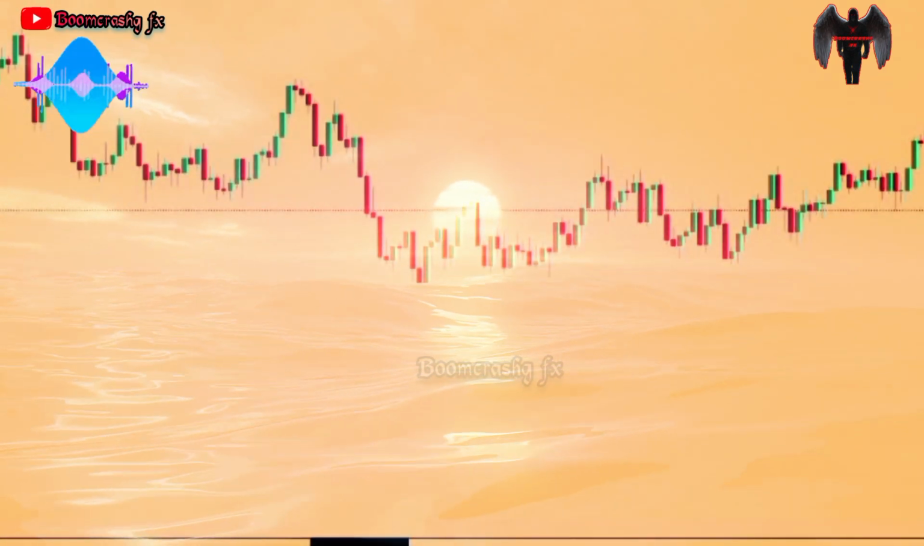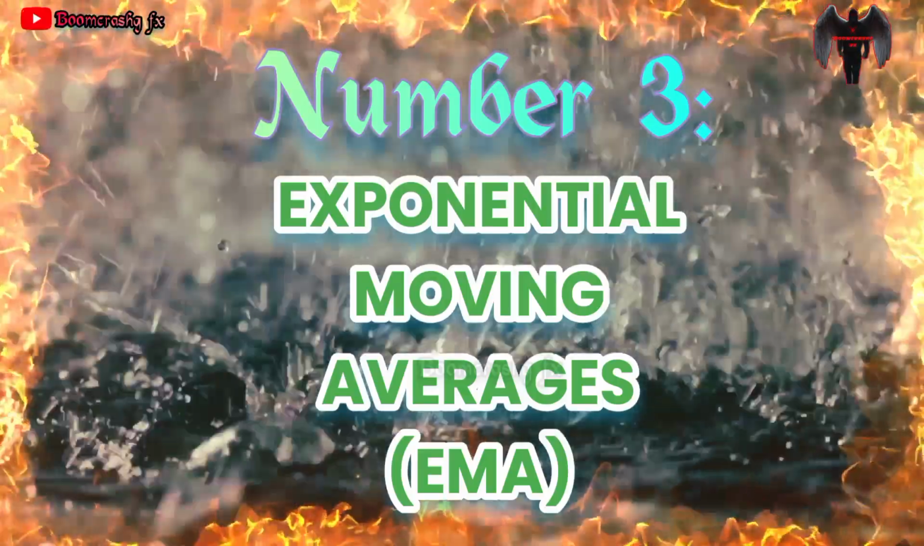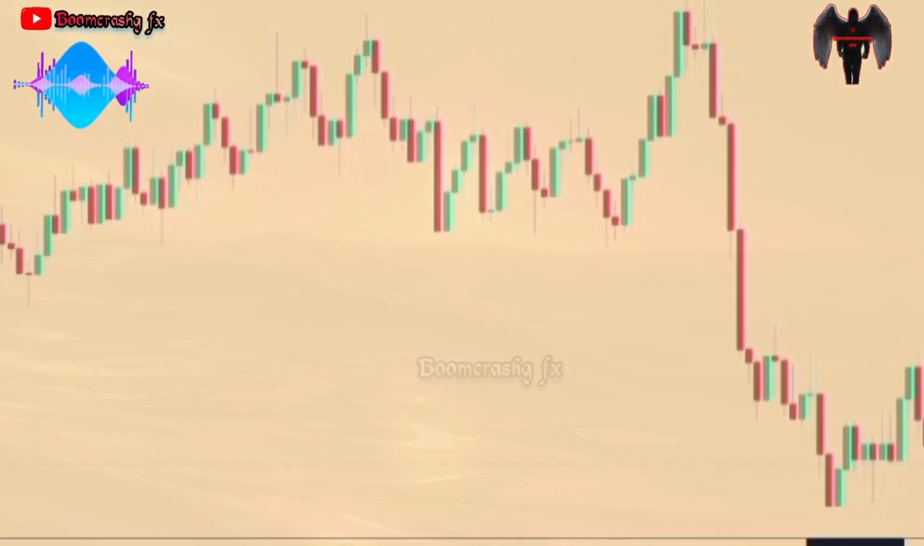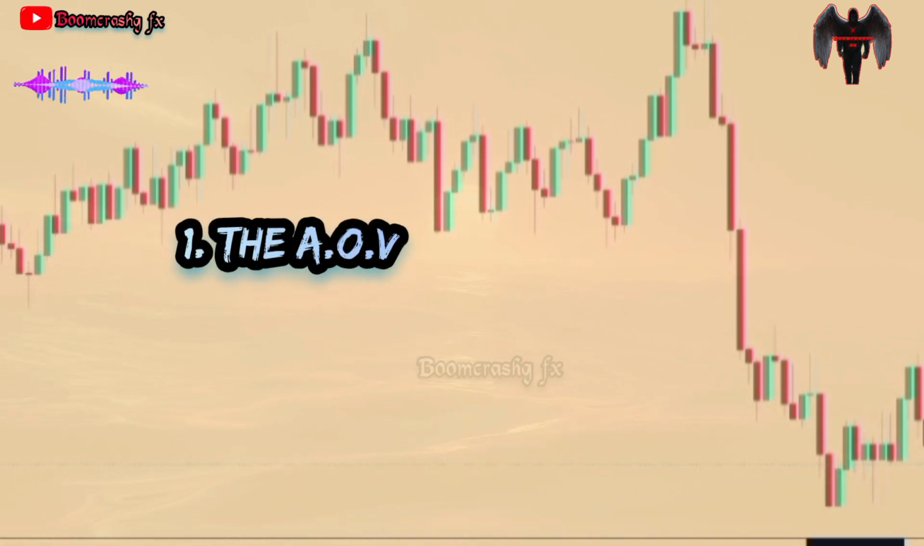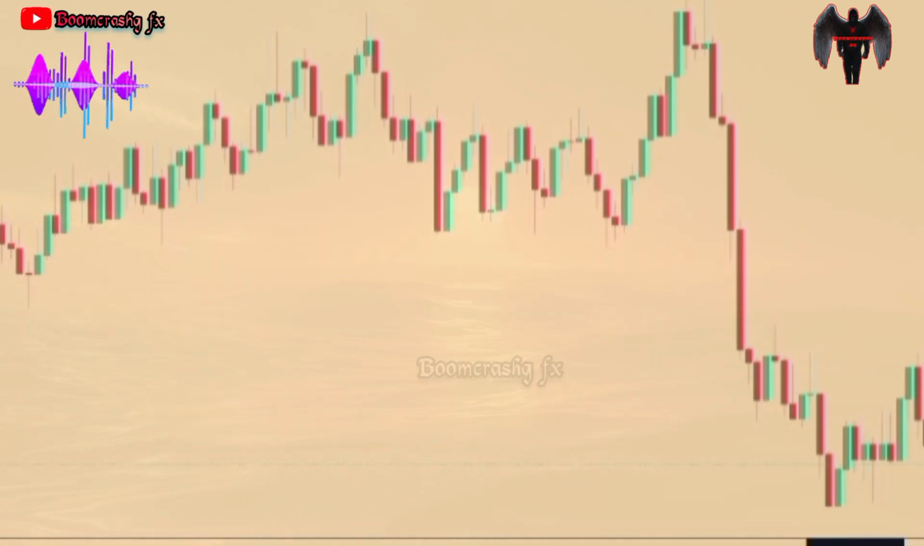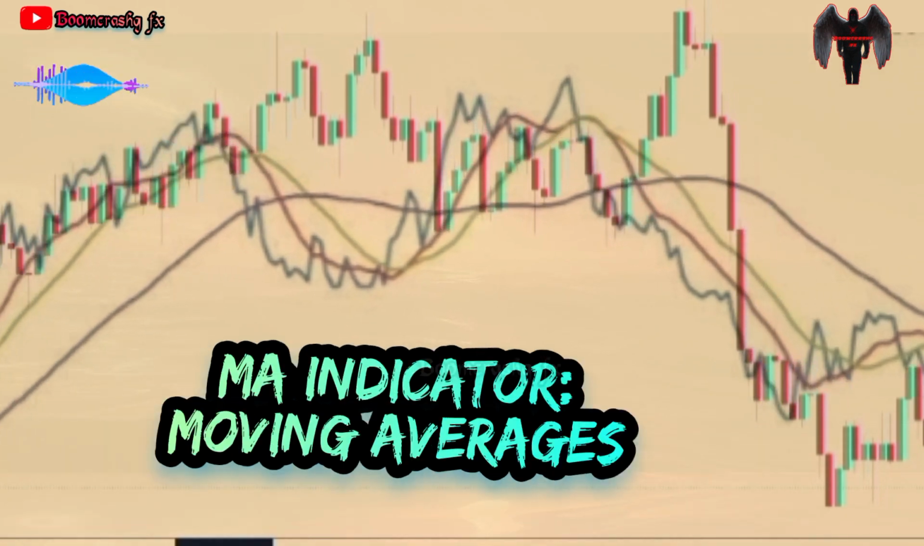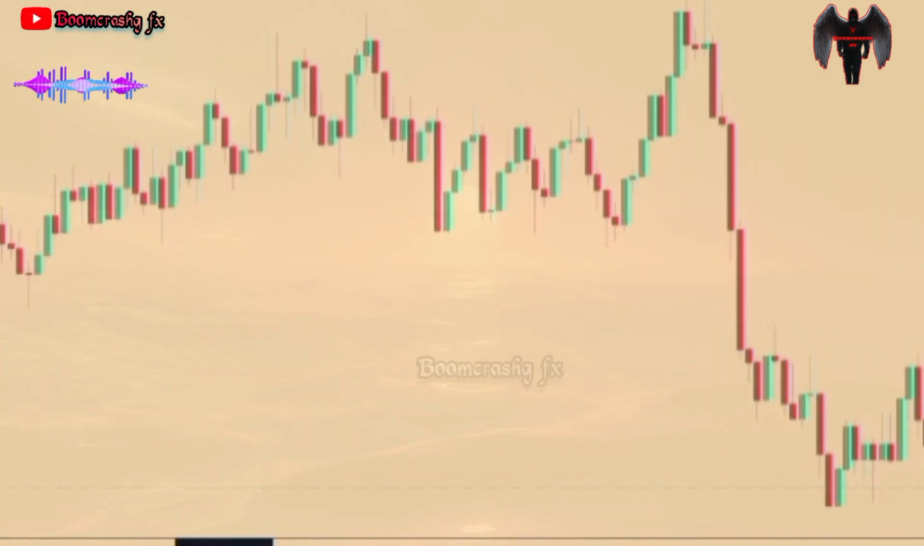So, going on to the next entry pattern. Recap on our 5 entry pattern list. Number 1, we have the AOV, which is the area of value, talking about our resistance and support. Second on our list is the pullback entry, and number 3 is the MA indicator entry pattern. So looking into the MA indicator entry pattern, MA simply means moving averages.